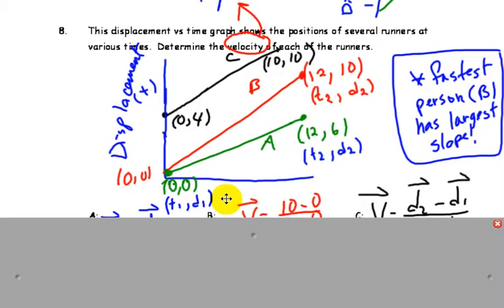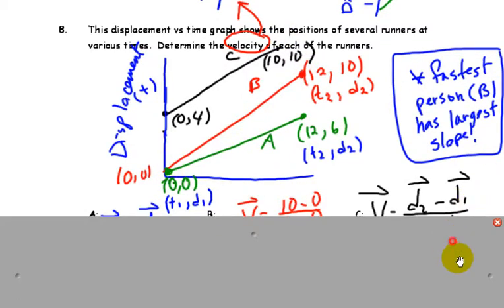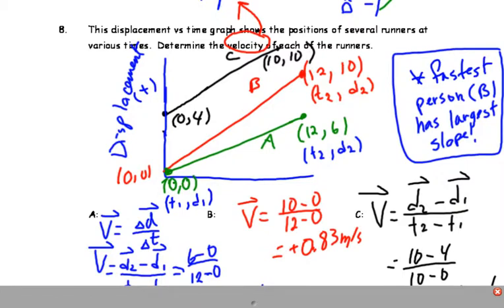The easiest way to do this is to pick 2 points. I picked the first point and the last point on the graph. So A is 0, 0, B is 0, 0, C is 0, 4, those are the starting points. And then over 12 up 6, over 12 up 10, over 10 up 10. So all of these have the same formula.